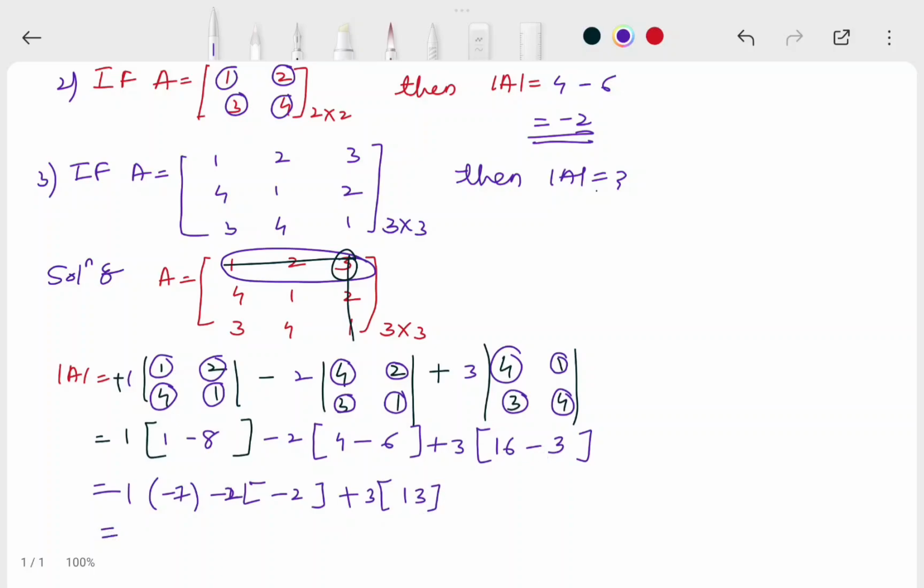After solving, we will get minus 7, minus 2 times minus 2 is plus 4, plus 3 times 13 is 39... The final answer is minus 7 plus 30 is equal to 23. The given matrix has a determinant in the form of one single value, which is 23.